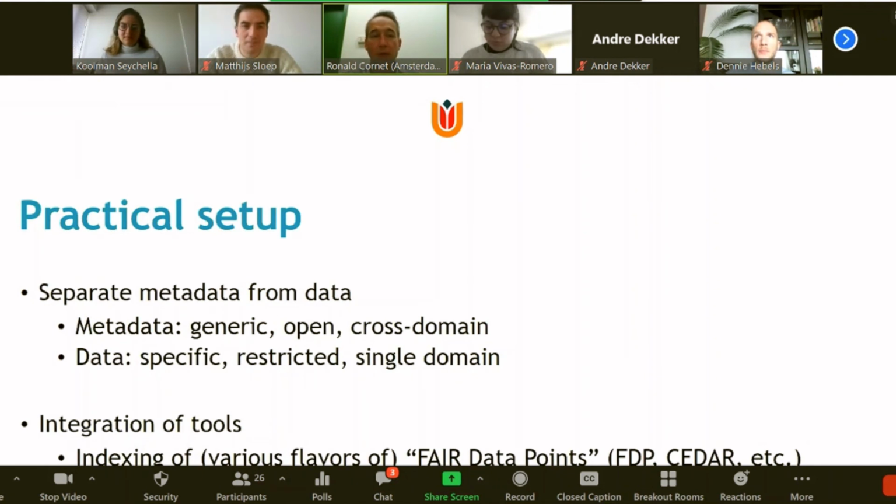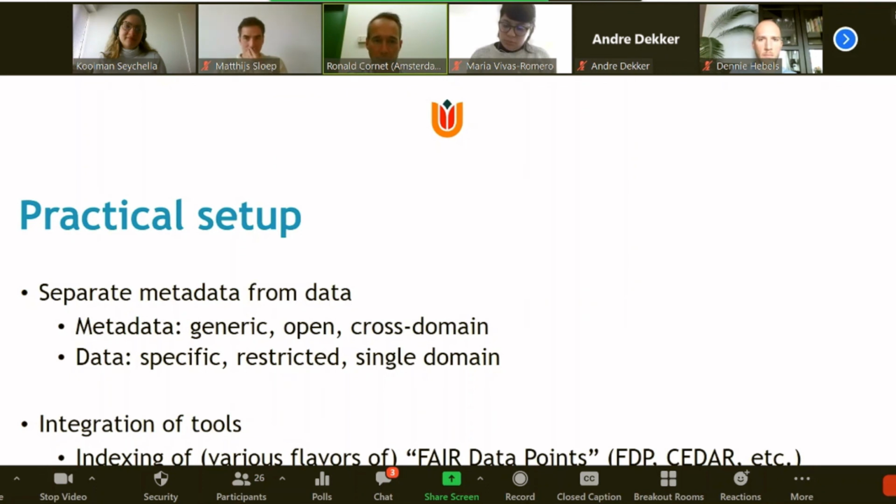Then in a practical approach, and especially what we learned from Capable, as much as possible separate the metadata from data because of their different nature. The metadata is generic, it's open, it's cross-domain. People need to find out whether it's of their interest. And you will never have someone outside of healthcare know how to work with HL7 FHIR or OMOP CDM, for example. So don't wrap your metadata in there. Keep generic standards there. But your data, of course, is domain specific.